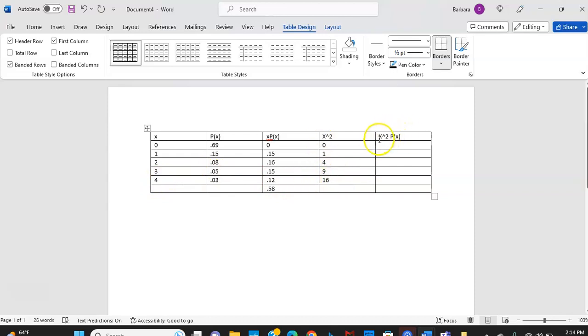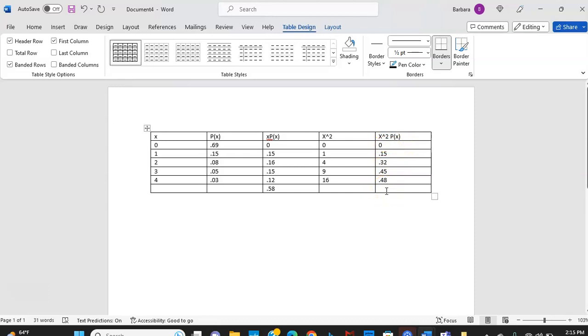All right, now to get this last column, we're going to multiply this column that I just made times the probability column right here. So 0 times 0.69 is still 0. 1 times 0.15 is 0.15. 4 times 0.08 is 0.32. 9 times 0.05 is 0.45. 16 times 0.03 is 0.48. And now I add this column up.